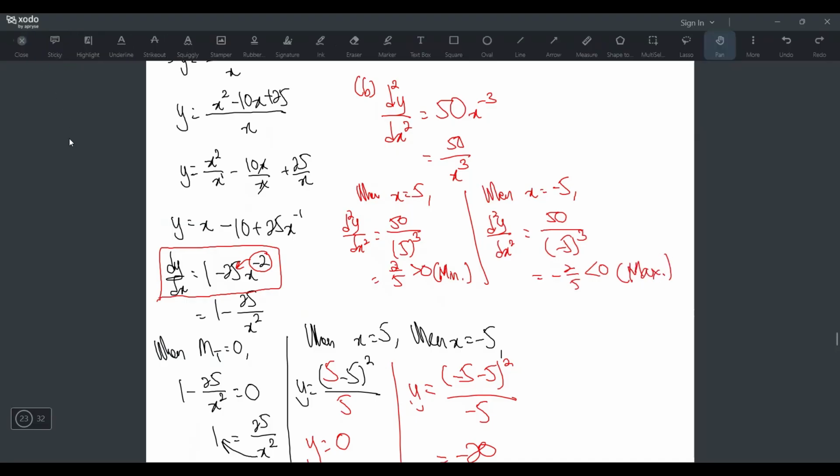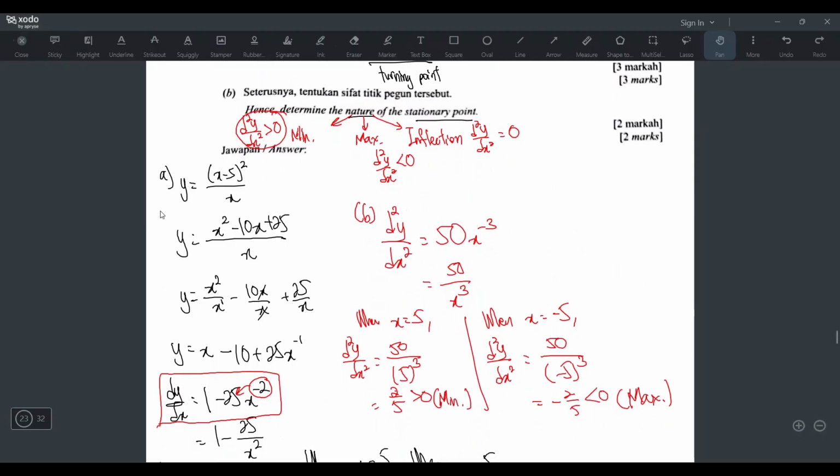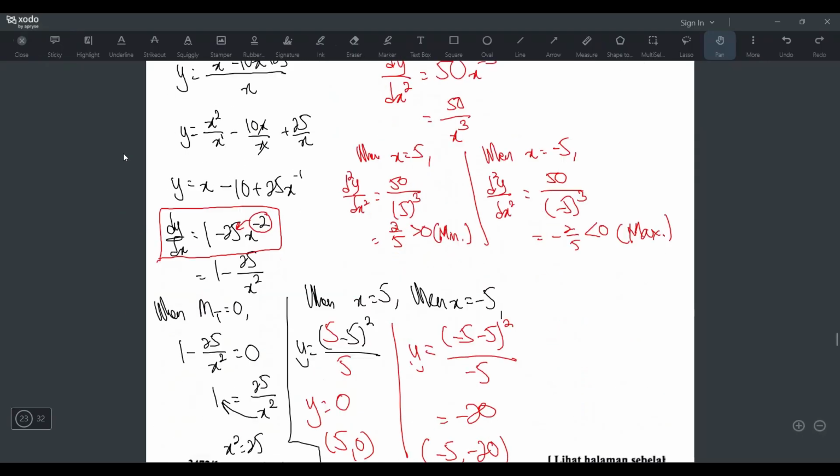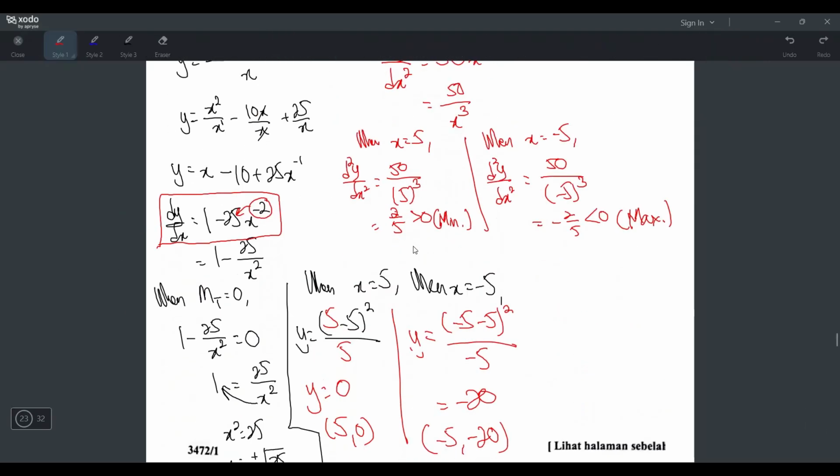But I recommend you write one more line clearly, because they say determine the nature of the stationary point. So I recommend you put dot dot dot like that, and then write the final answer nicely, so they understand what it means. So I recommend writing like this. The first point is 5, 0, right? That's the first stationary point. So I write 5, 0 is a minimum or maximum?